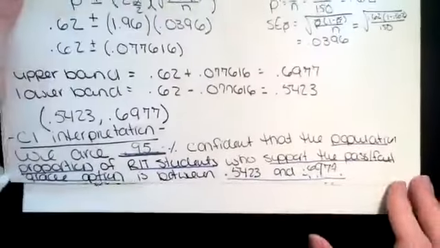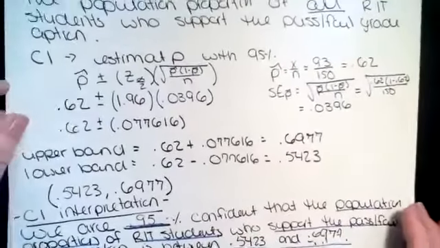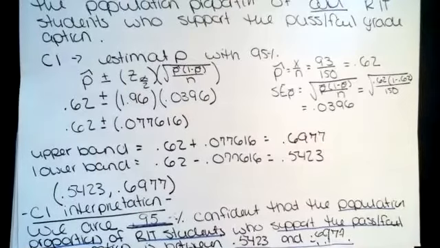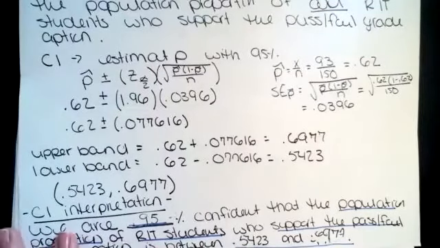So just keep in mind, these CIs, they estimate our population values. And that was for categorical data proportions. In next class, we're going to discuss this for numerical data with means.